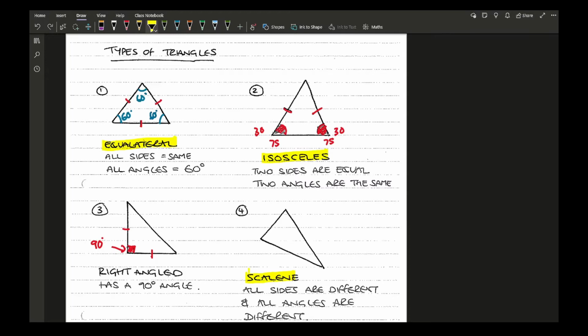And again, it's really important that you're able to know the difference between each of these four triangles, but also be able to spot them in a maths question.